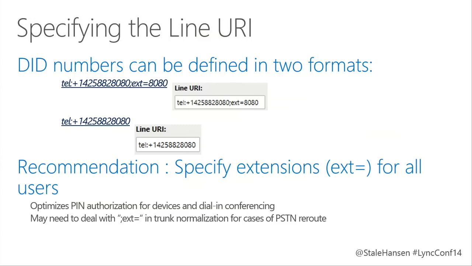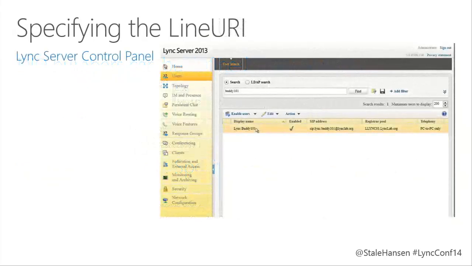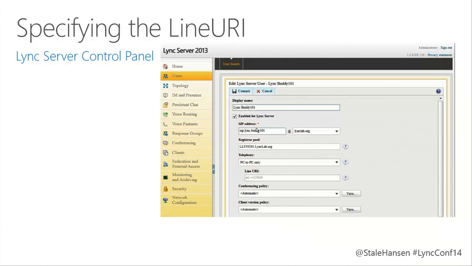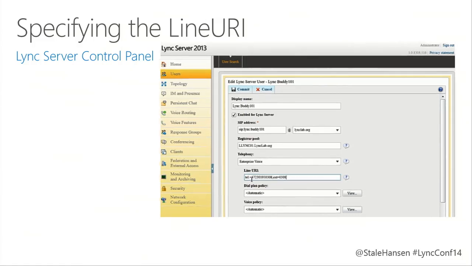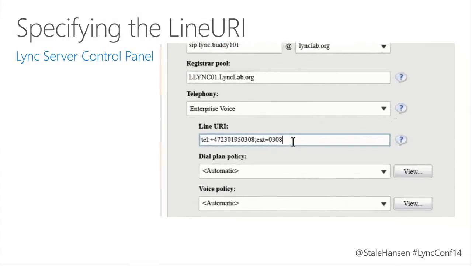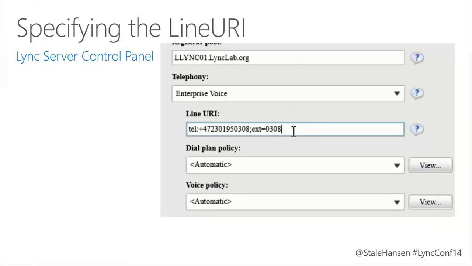Okay? Great. So, specifying the line URI. You have the Lync Server Control Panel. You go into a user, enable him for Enterprise Voice, and then you add the RFC standard phone number, formatted correctly, and also with an extension. That's quite easy for one user. And probably this number you have gotten from your Excel spreadsheet or whatever, so you have a unique phone number.